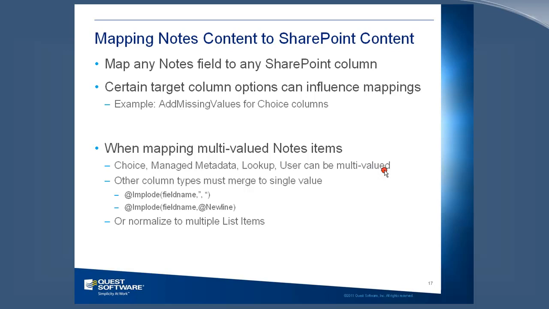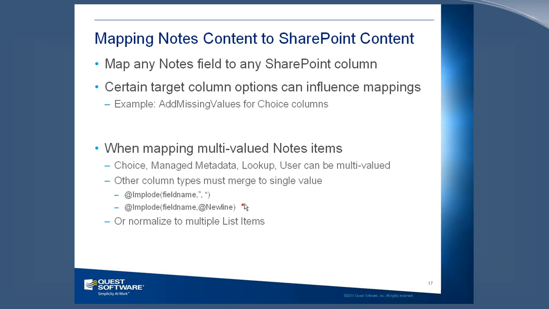And so our tool gives you two choices for how to deal with that. One is you could merge that into a single value. So here's an example of writing some formulas. I won't go into this now, but here's some notes formulas that will convert a multivalued item into a single valued item, either with a comma delimiter or a new line delimiter. And so that's one choice that people have. They'll take a multivalued text item and put it into a multi-lined text field in SharePoint, using new line separators.